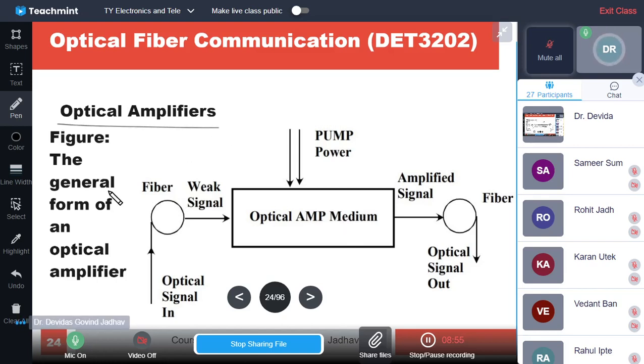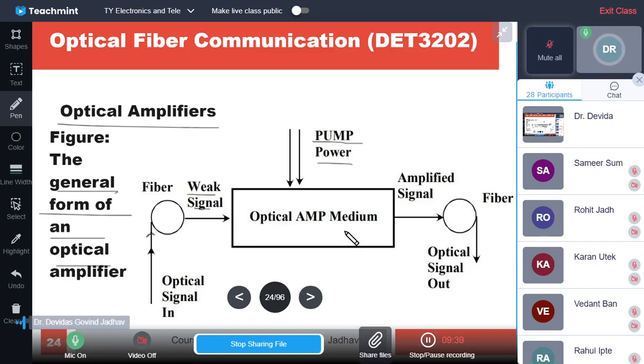So this is the general form of an optical amplifier. This is the block diagram. The optical signal comes in through this fiber. Suppose the input signal is weak. This weak signal is fed to the optical amplifying medium. The optical amplifying medium is provided pump power. This is optical power, laser power only. So it has the optical input signal and the pump signal, which is optical only.